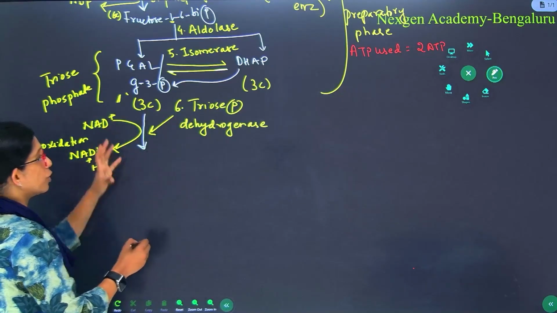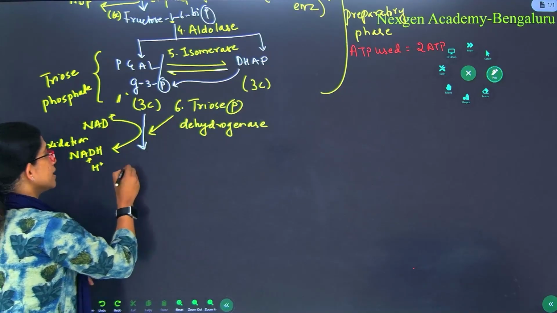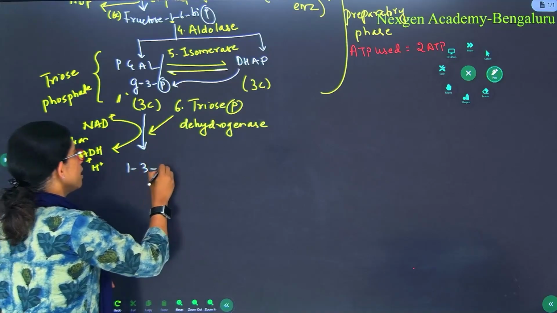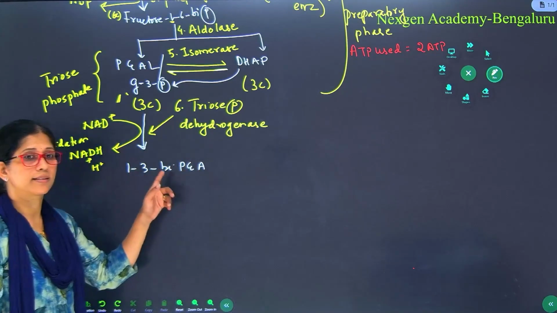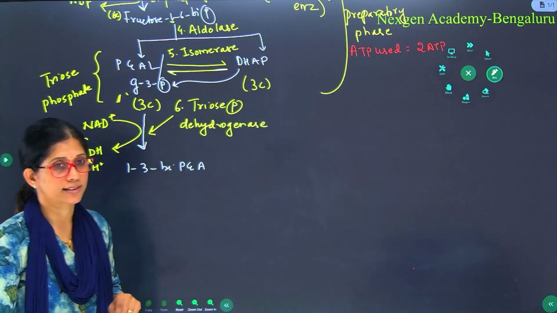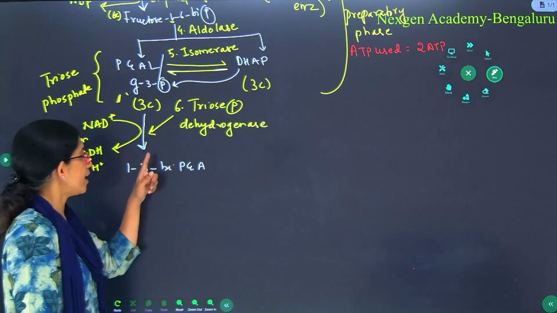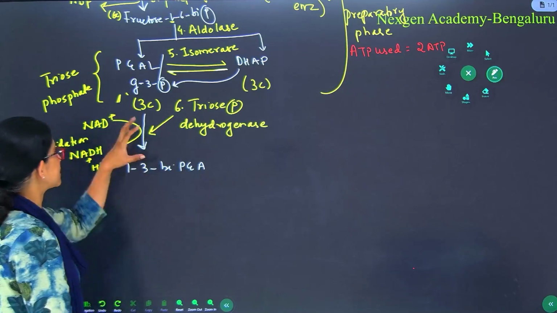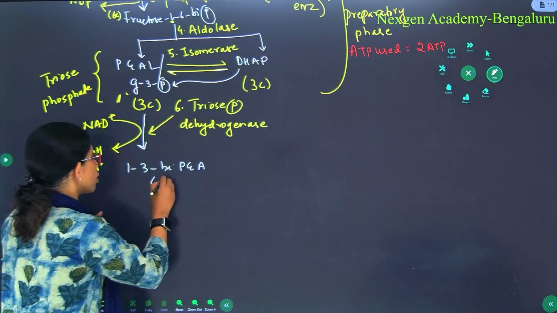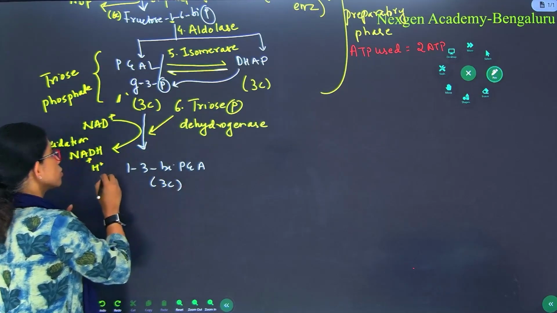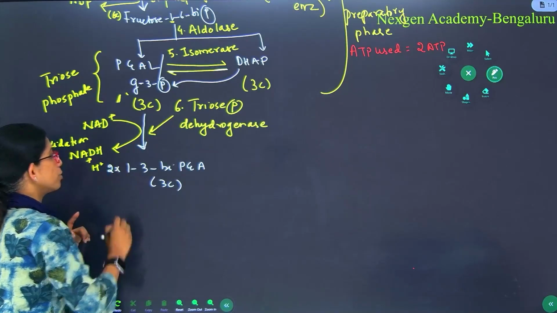So here what is the product? The product is 1,3-phosphoglyceric acid. 1,3-PGA is the product. 1,3-phosphoglyceric acid. Remember, these are the two 3-carbon compounds. This is also a 3-carbon compound. So how many molecules should be present?